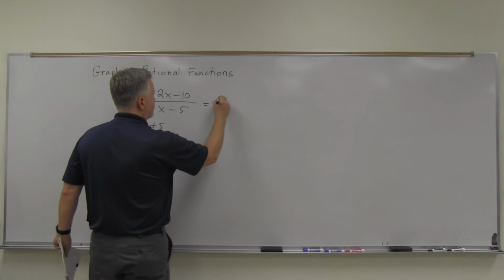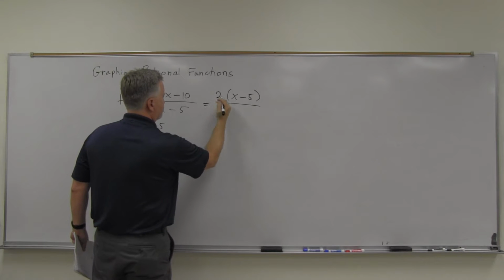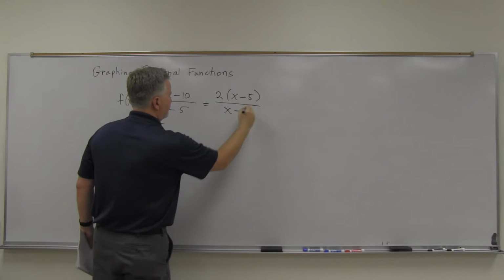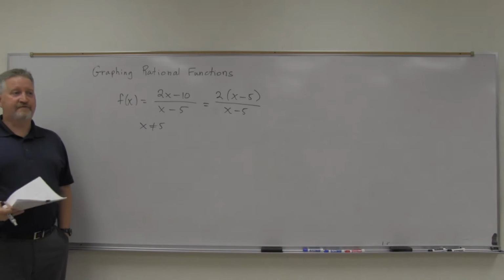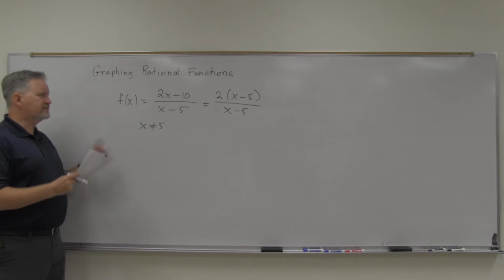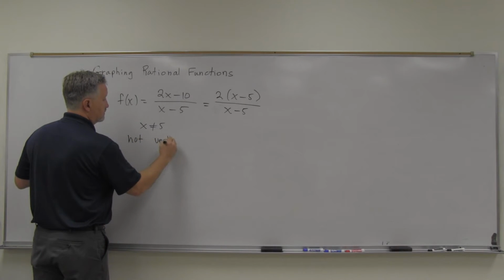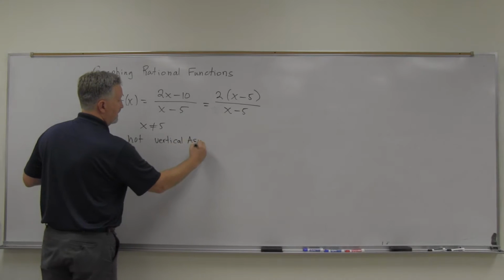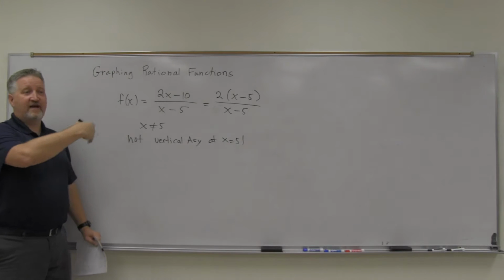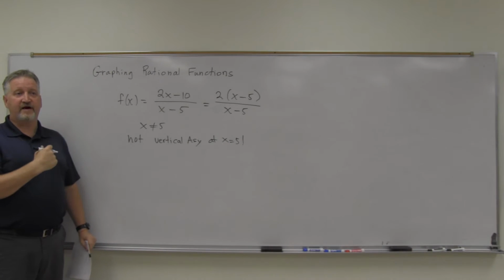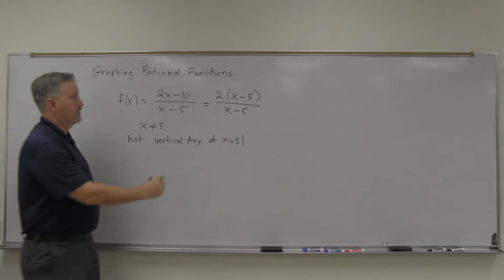Look at the top here. The top factors as 2 times x minus 5, and the bottom has that x minus 5 there. Do you notice something about that? They have a common factor. And so this is why there's not a vertical asymptote at x equals 5 in this case. Technically speaking, the x minus 5s cancel out, which gets rid of your vertical asymptote.